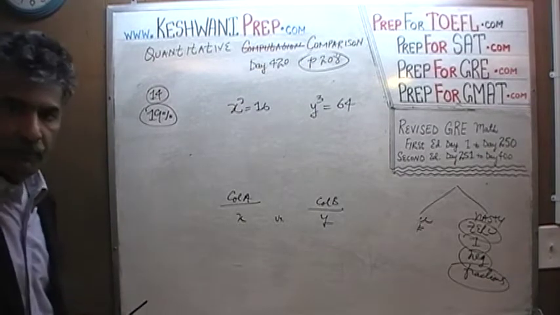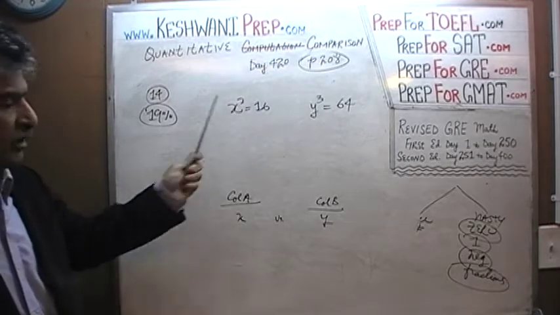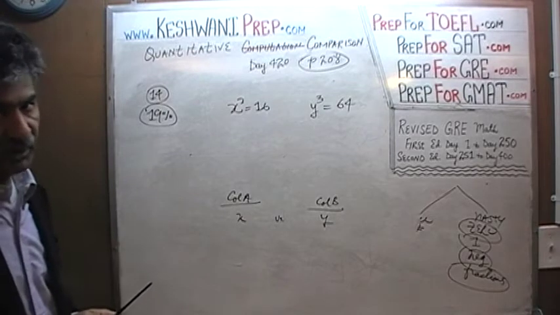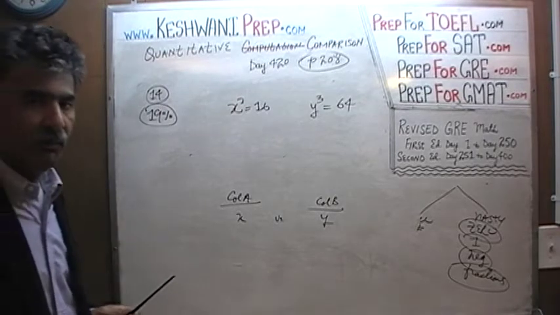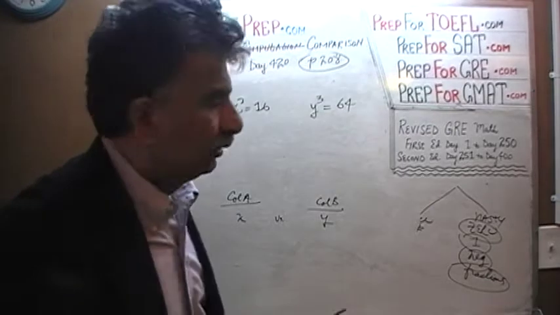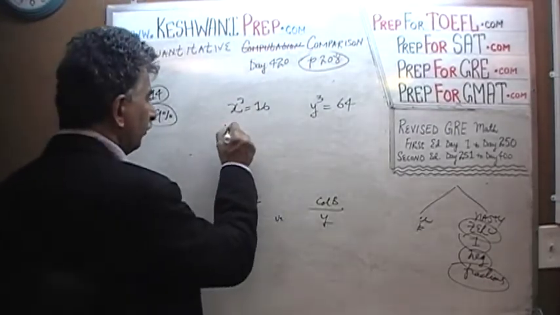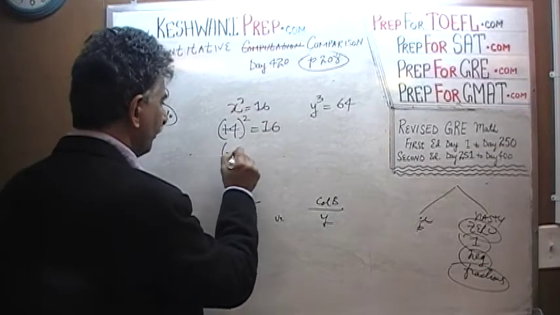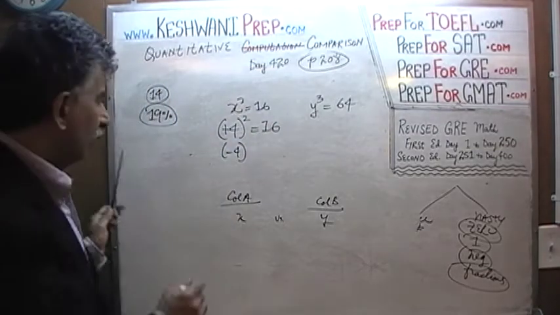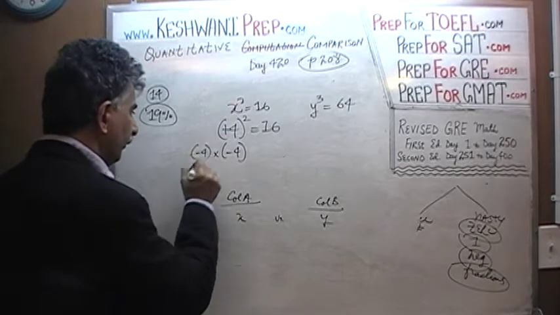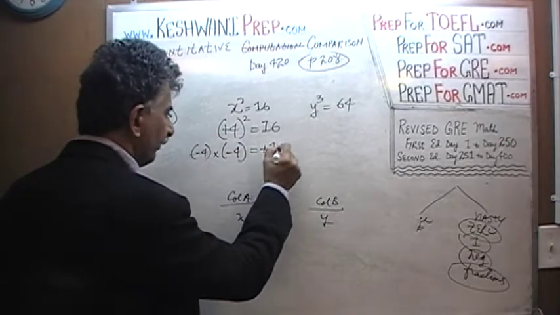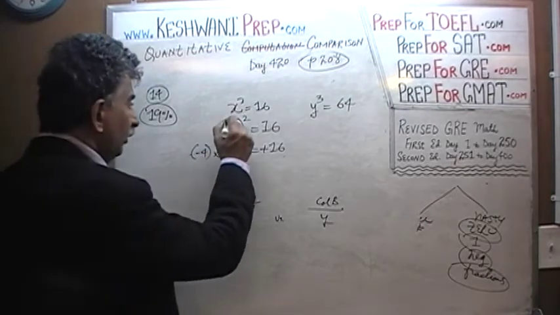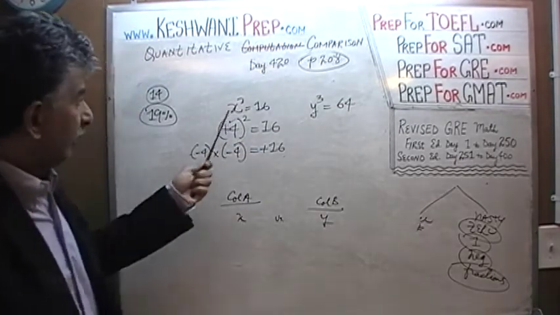Very good. What we have to understand here is that x squared equals 16. What quantity multiplied by itself equals 16? That's the tricky part. That's why the percentage is so low, because people forget the negative root. Positive 4 squared equals 16, but so does negative 4. Negative 4 times negative 4 also equals positive 16. So x has two possible values: positive 4 or negative 4.